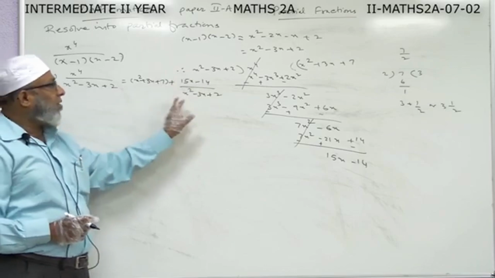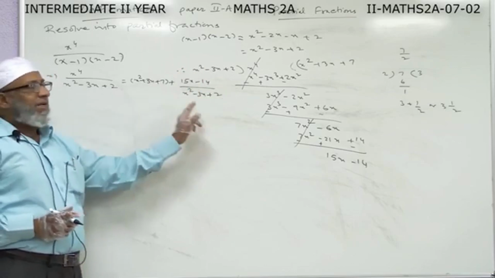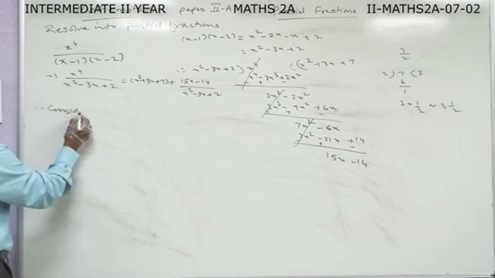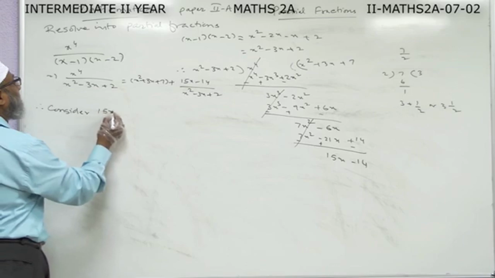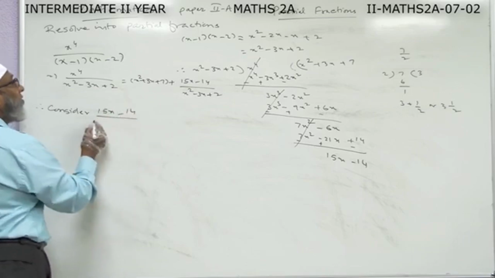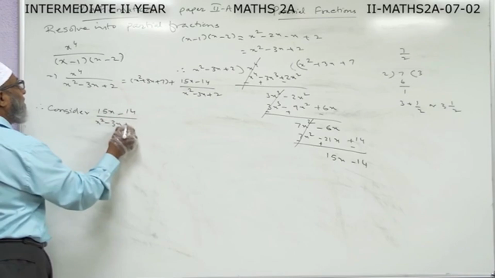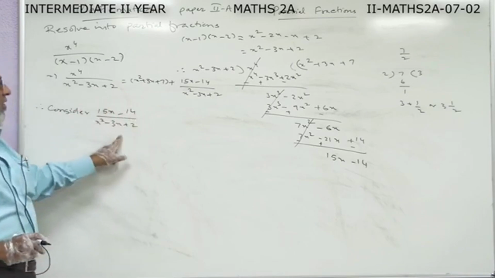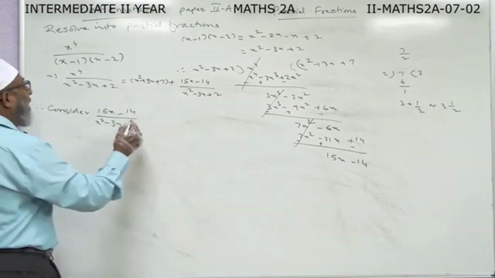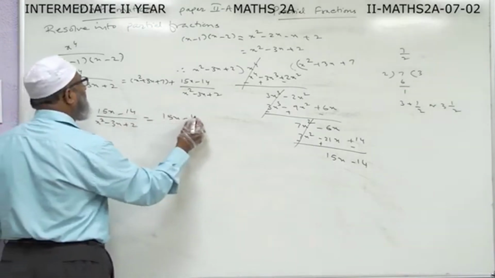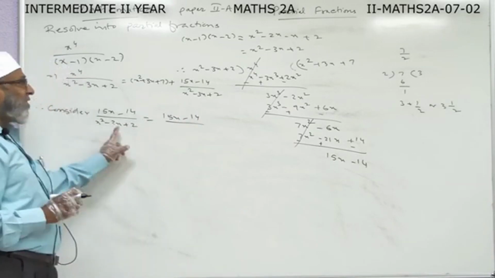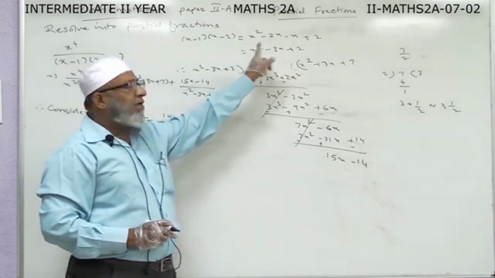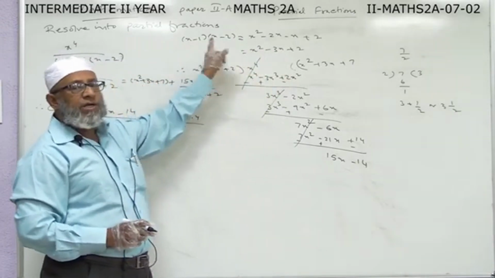Now we have to concentrate on the fraction part. Therefore, consider (15x minus 14) divided by (x square minus 3x plus 2). Now, I know that x square minus 3x plus 2 has factors x minus 1 and x minus 2.